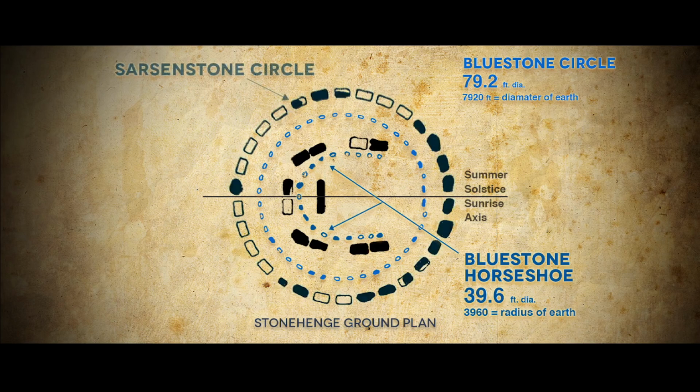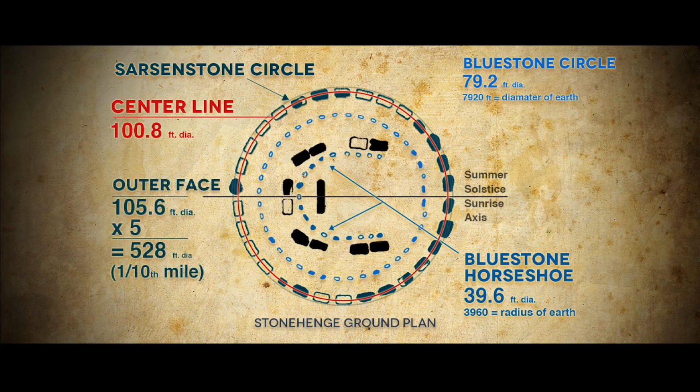We look at the sarsen stone circle, which is the outer one, this one, and we discover that it's 100.8 feet drawn on the center line. The outer face is 105.6. Now if you multiply that times 5, I mentioned earlier, 105.6 times 5 gives us 1/10 of a mile. So that suggests that the mile was a unit of measurement being used.